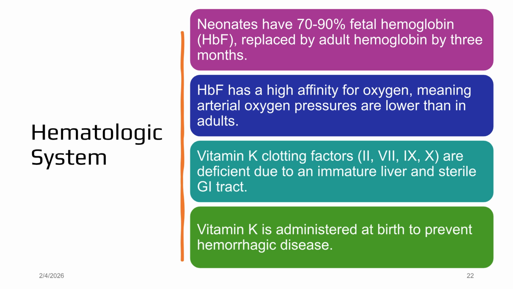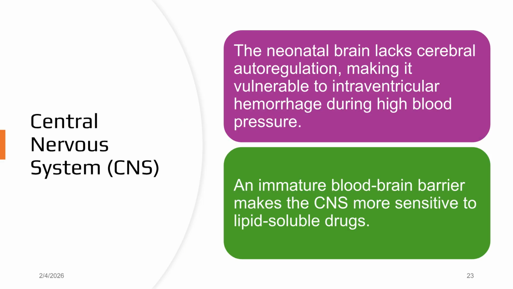In the hematologic system, neonates have high levels of fetal hemoglobin, which has a high oxygen affinity, resulting in lower arterial oxygen pressures than in adults. Vitamin K is administered at birth to prevent hemorrhagic disease caused by deficient clotting factors. The neonatal central nervous system lacks cerebral autoregulation, making the brain vulnerable to intraventricular hemorrhage during high blood pressure. An immature blood-brain barrier also increases sensitivity to lipid-soluble drugs.